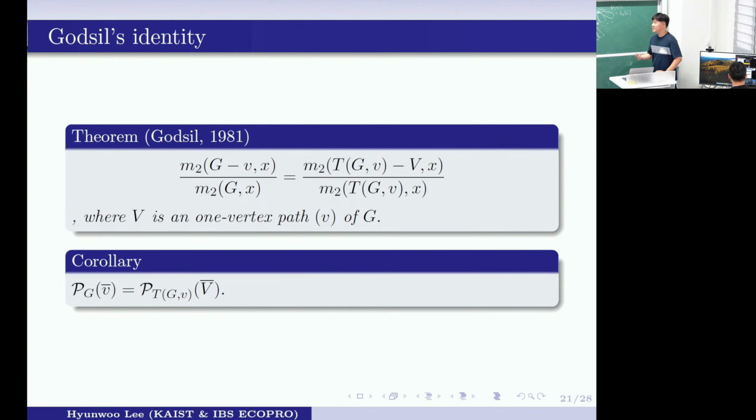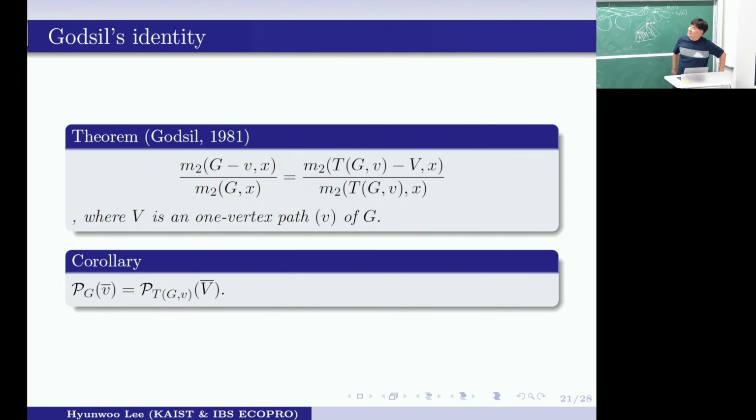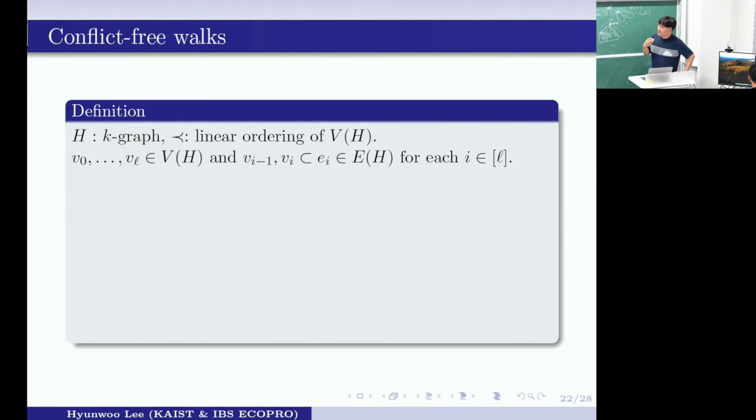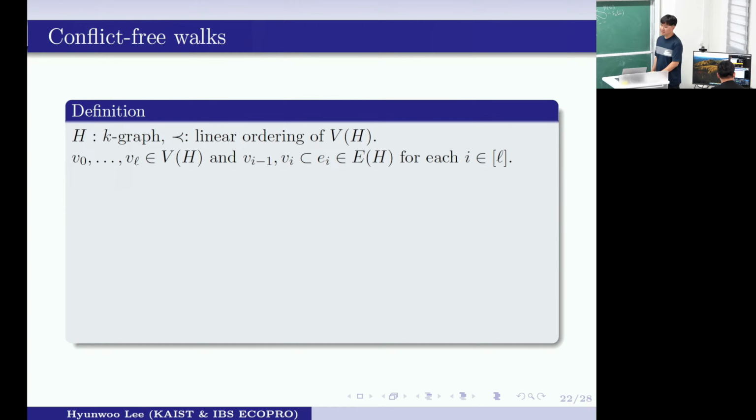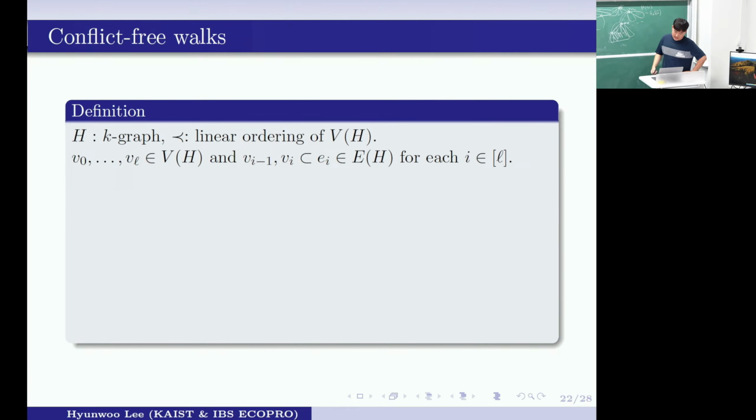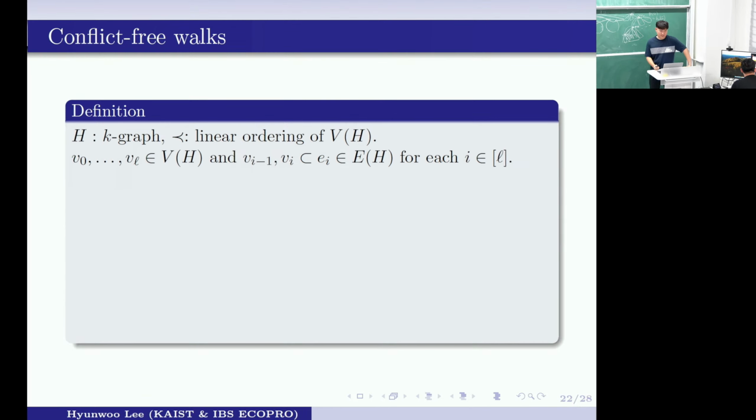So our aim is making this Godsil's identity into a hypergraph version. To do that, we define a suitable notion of the hypergraph analog of the path, which I call complete-free paths, or complete-free walks. This definition is a bit complicated.